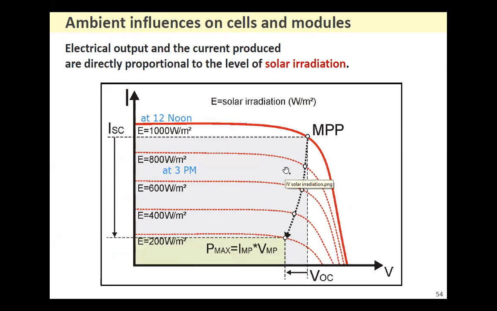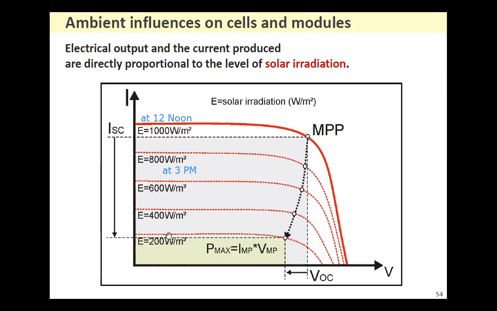Okay, so that's why there's always a need for maximum power point tracking, and this is done by the controllers. So understand the concept of maximum power point. Now look, around 5 p.m. when the sun is about to set, the maximum power point is there at this point.